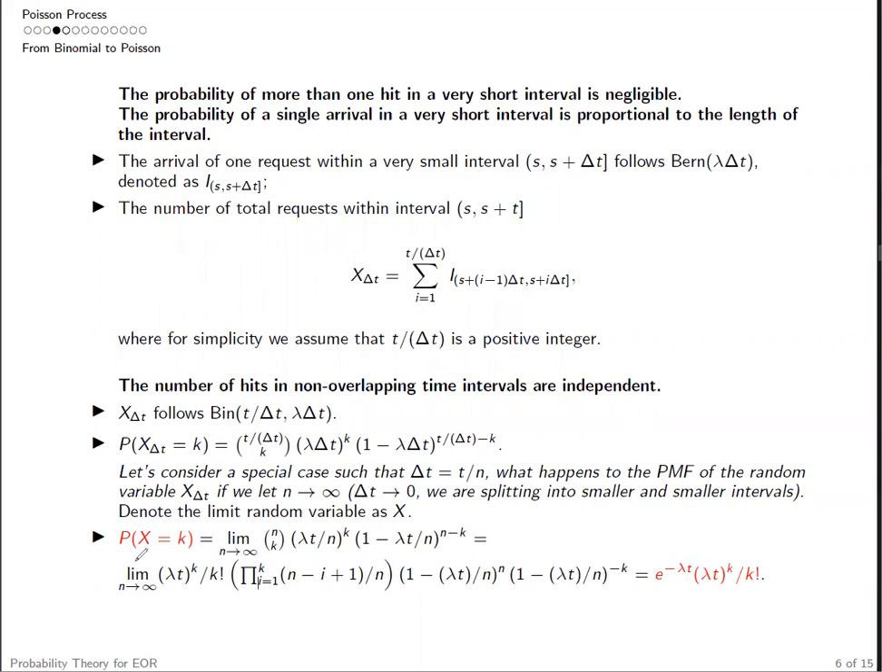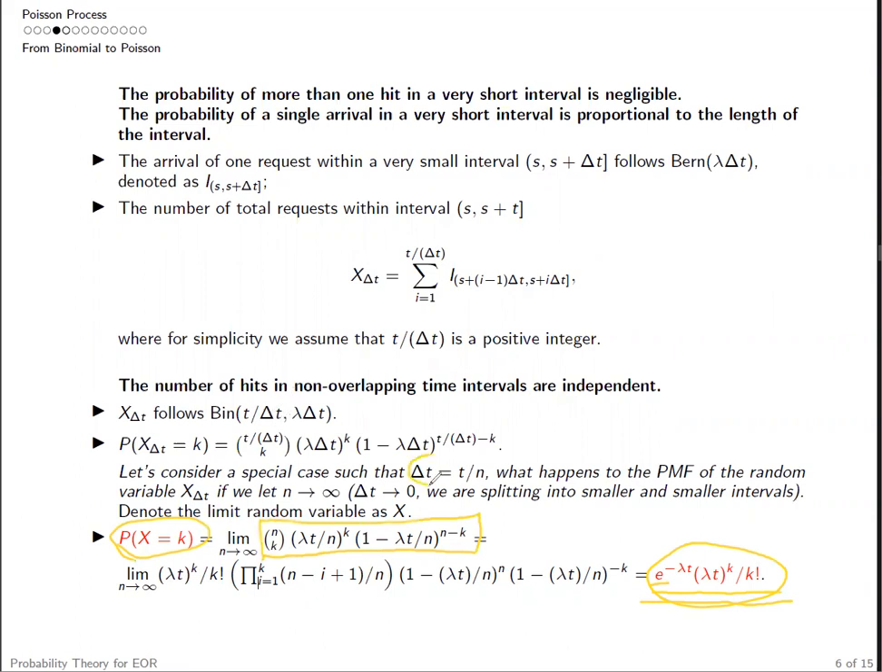And this is indeed a well-defined PMF function, and it has a very special form, involving Euler's number e. So how is this done? We start with the PMF function of the binomial distribution.